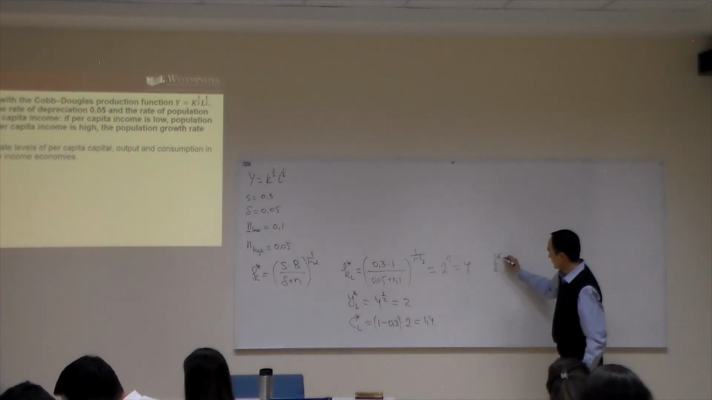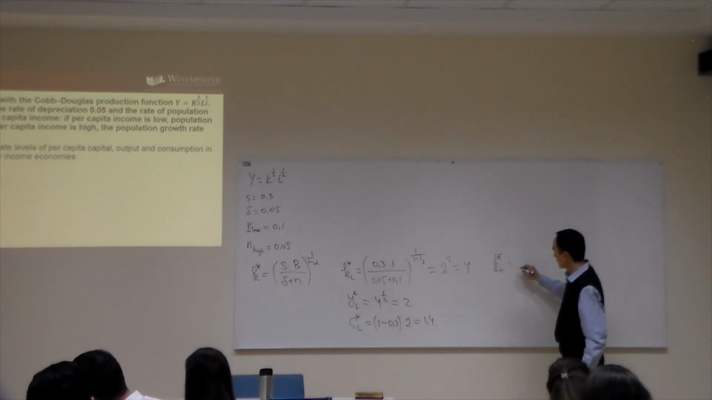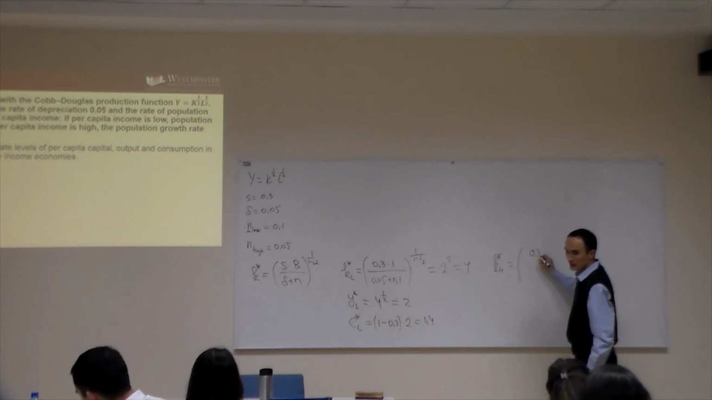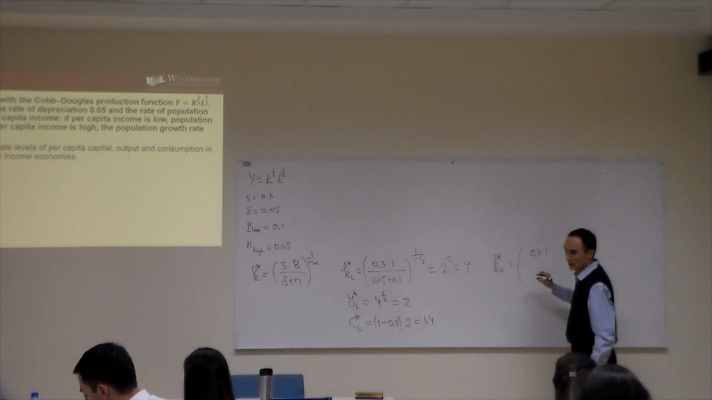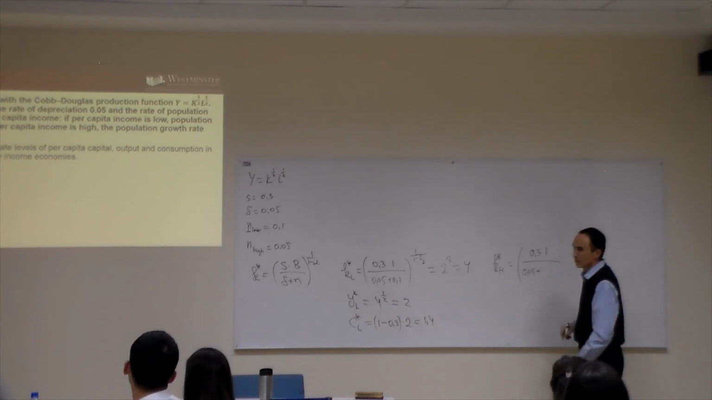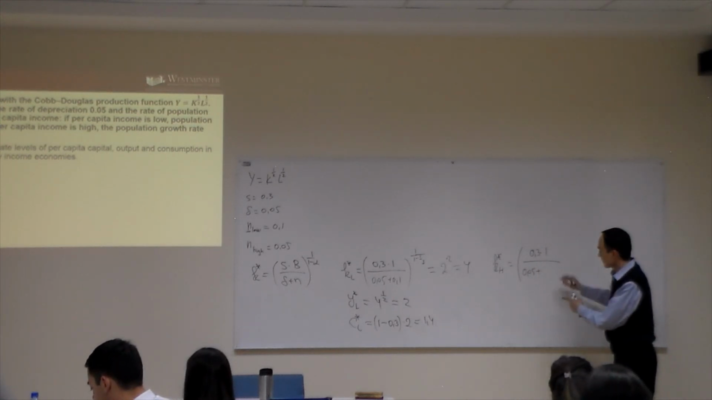And you find it for the high income country. The steady state level of capital for the high income country is equal to: saving rate is 0.3, technology is 1, depreciation is 5%, but population growth is now 5%.